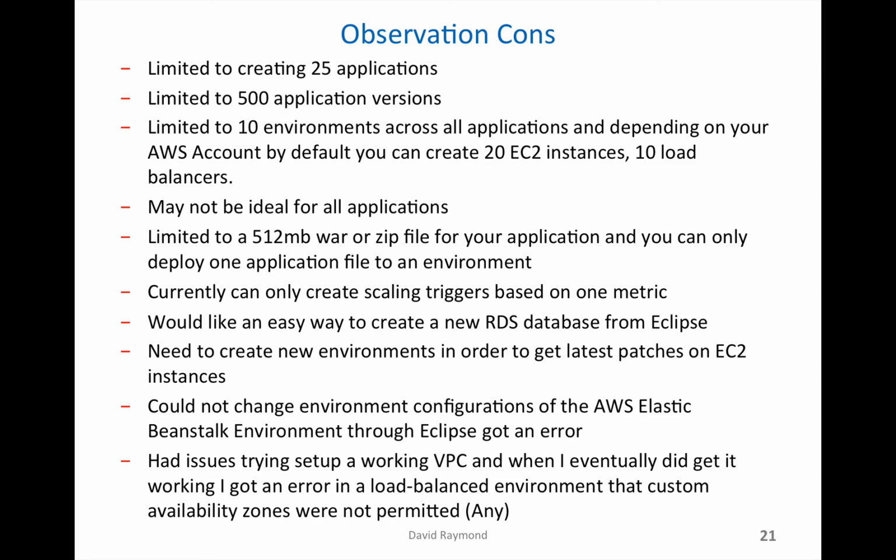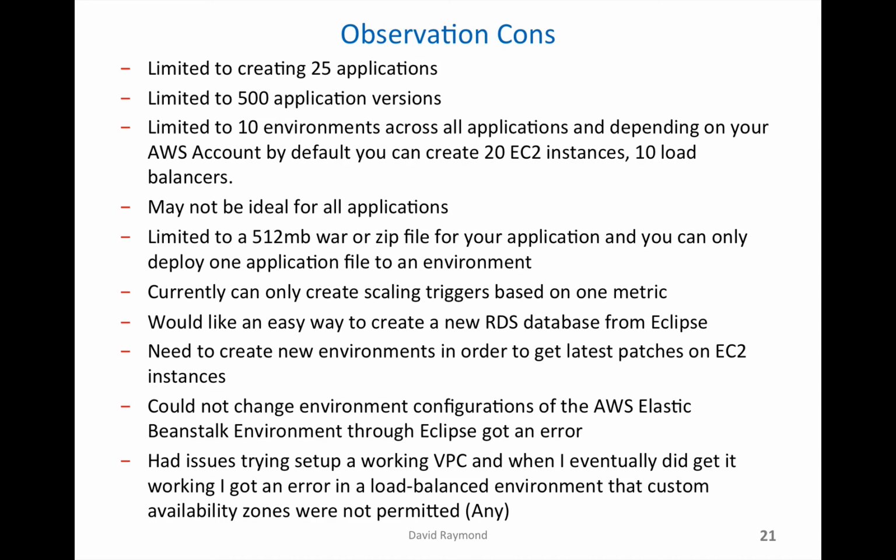You're limited to a 512 meg WAR zip file for your application, and you can only deploy one application file to an environment. So you can only have one version per environment. This is an important limitation. I think 512 meg is very generous, but that would be a very large web application or a very large back-end process. But I still think it's good to know that there's a limit. You could use a lot of libraries, and the usage of a lot of libraries could push a jar file or WAR file pretty high in megabyte size.